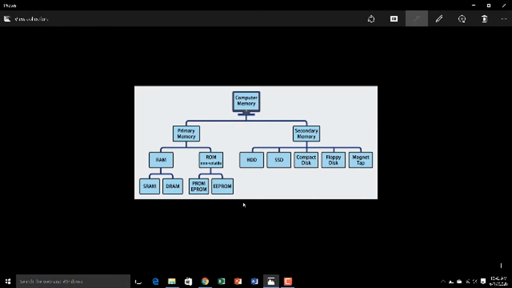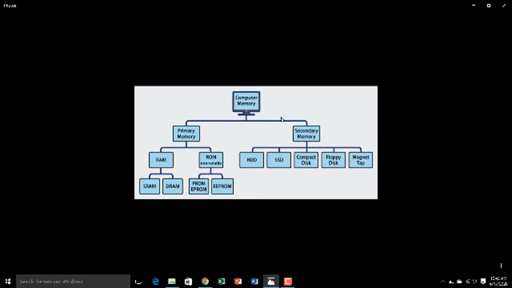So these are our computer memory types. There are basically two types: primary memory and secondary memory. Primary memory has two types, RAM and ROM. RAM is volatile and ROM is non-volatile. Secondary has hard disk, solid state disk, pen drive, CD, DVD. Compact disk means CD, floppy disk means FD, and magnetic tape is MT. So these are the memory parts: primary memory and secondary memory.